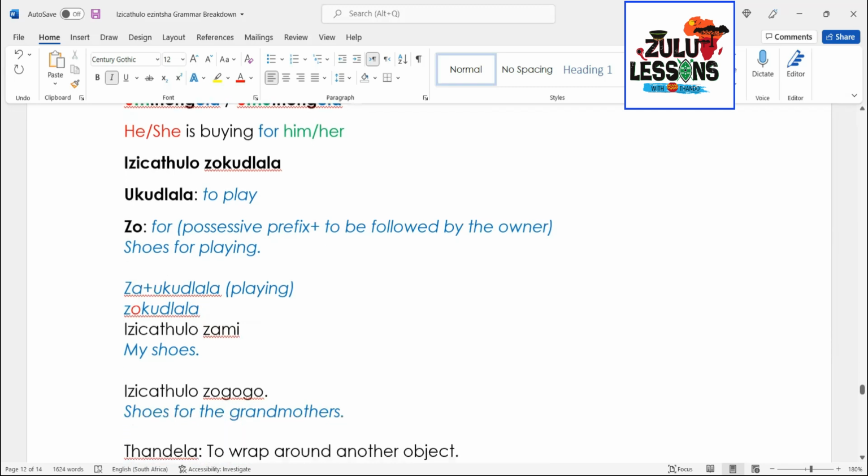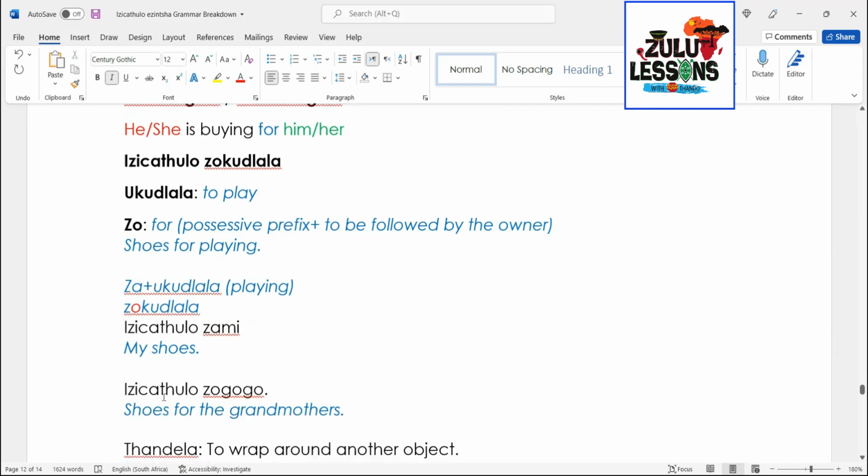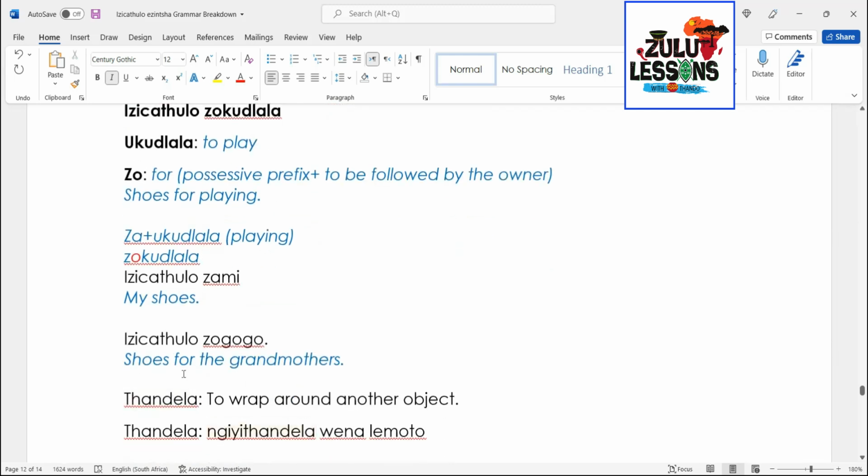So izicathulo zogogo. Have a look at that. I wanted to make another example that will have a ZO here. So izicathulo zogogo, so shoes for the grandmothers. The noun here that we used is ogogo, so grandmothers, plural.